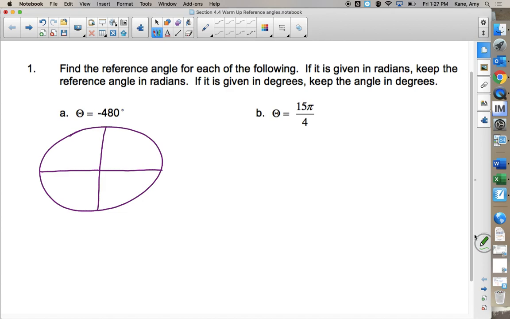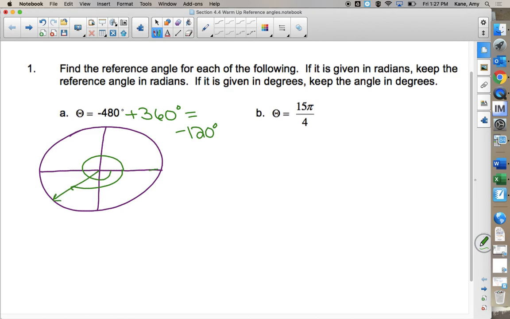So Connor, if it's negative, we're going? Clockwise. Yeah, so we're going clockwise. So right here is 360 degrees that we've spun around. And it's negative 480. So Connor, how much extra do we need to go? 120. Yeah. So if I've already spun around 360, we still need to go another 120 degrees in the negative direction to get our angle.